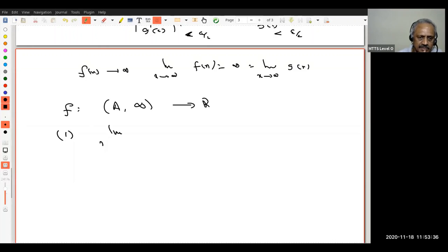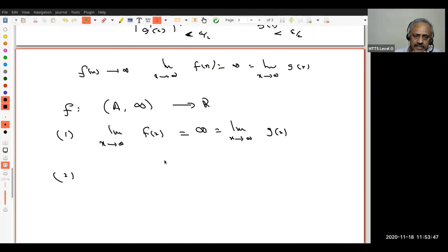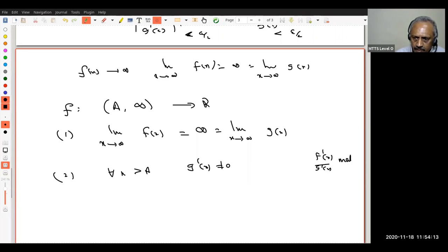The conditions I need: limit as x tends to infinity of f(x) equal to infinity, also equal to limit as x tends to infinity of g(x). And second, I want limit of f(x) by g(x) as x tends to infinity to be the limit as x tends to infinity of f'(x) by g'(x). So f'(x) by g'(x) should make sense. That means g'(x) should be non-zero. Therefore, let me also assume for all x greater than a, g'(x) is not equal to 0. This is to ensure f'(x) by g'(x) makes sense. See, this is how you should understand, not just like that.